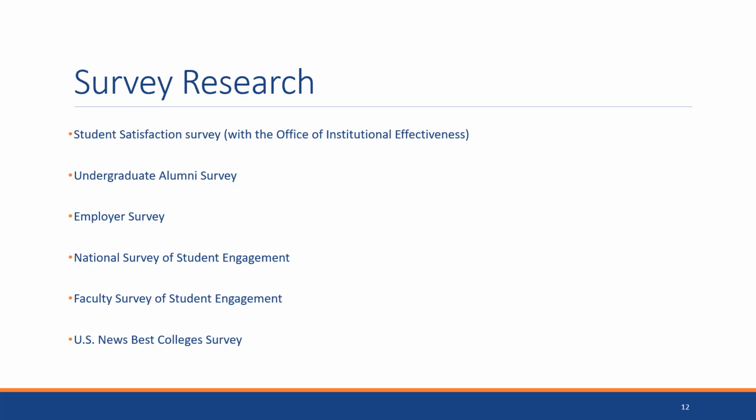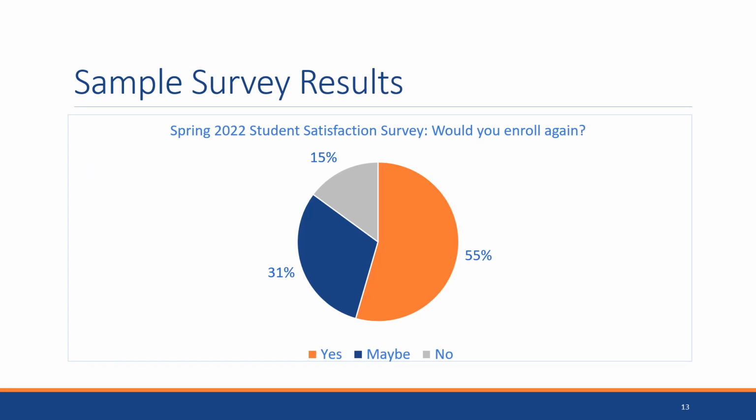In looking at survey research, institutional research uses many surveys to capture data from our students, employees, and employers of our students. These internal surveys are student satisfaction, which is done in conjunction with the Office of Institutional Effectiveness, undergraduate alumni, and employer survey. Then you have external surveys such as National Survey of Student Engagement, Faculty Survey of Student Engagement, and U.S. News Best Colleges Survey.